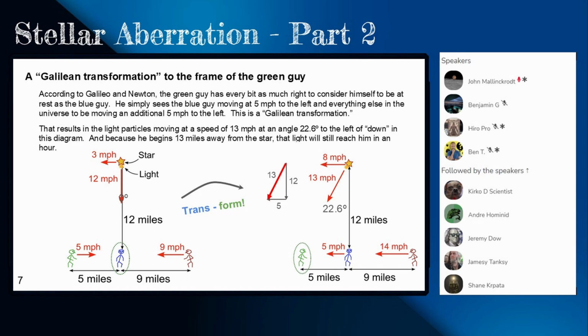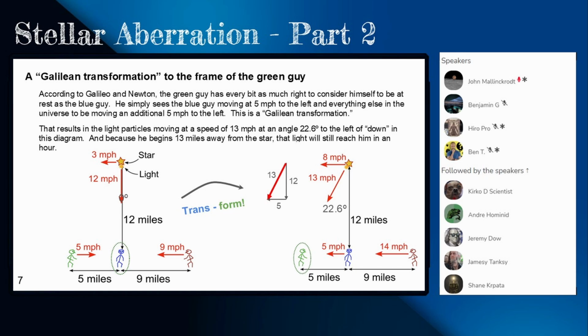But what we're going to do is simply say, to go into his rest frame, I need to move with him at 5 miles per hour to the right. That's going to make everything else look like it's moving more to the left at 5 miles per hour. Whatever its current velocity is, I'm going to just have to add that 5 miles per hour to it. So when I do that Galilean transformation, you see over there on the right, now the green guy's at rest. The blue guy is now moving at 5 miles per hour toward him. The red guy's moving at 14 miles per hour toward him. I've added 5 miles per hour to both of their velocities.